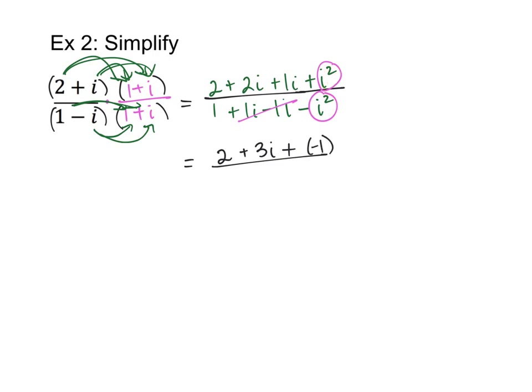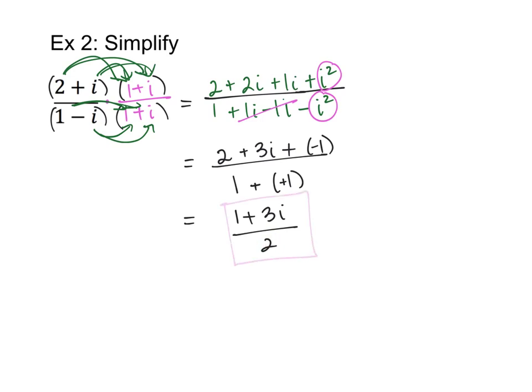And so I have the bottom as 1, the middle terms cancel, minus negative 1 because the i squared changes to a negative 1. And so from here, I'm just going to combine like terms, like 2 added with negative 1 gives me 1 plus 3i over, well, the bottom here, these are going to be turned into positive, so that's going to be 2 in the bottom.